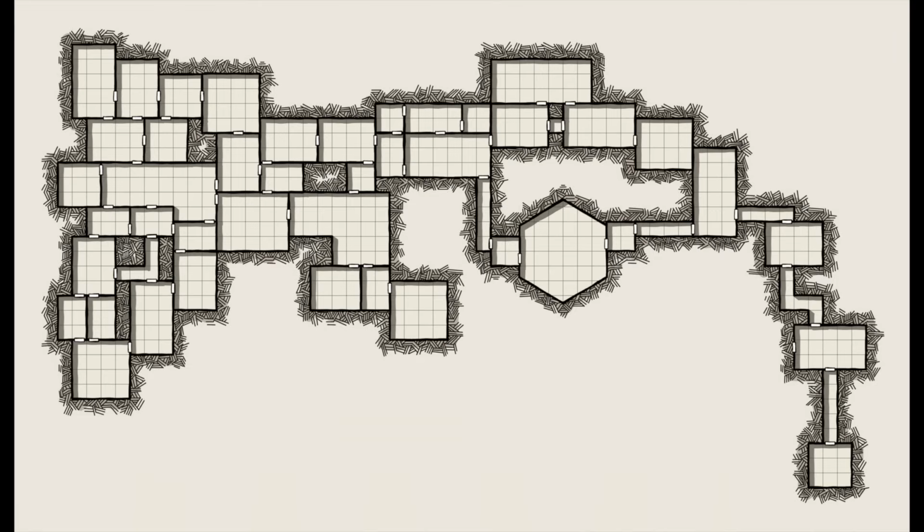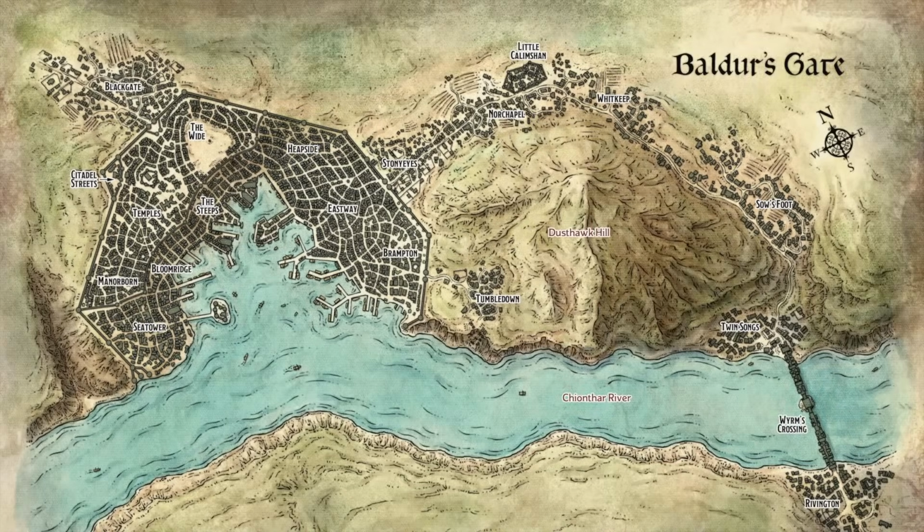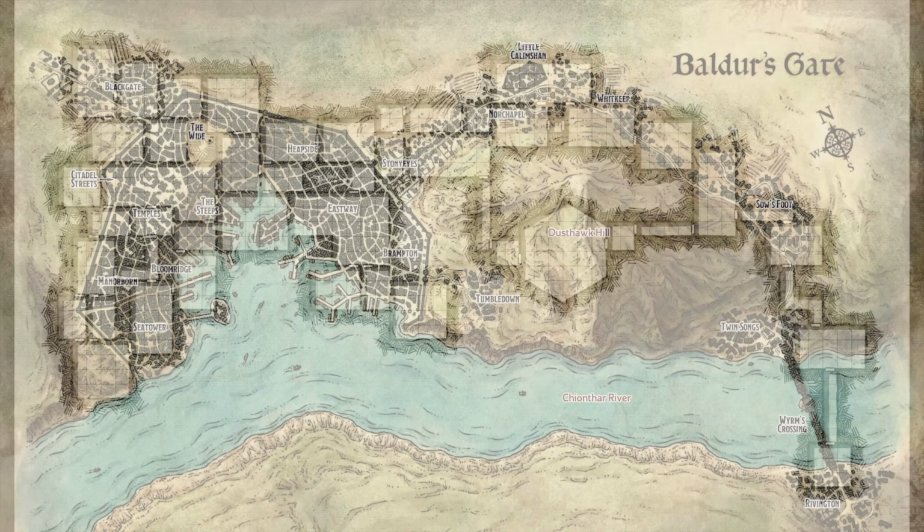For example, here's a dungeon that I quickly threw together to illustrate my point. The shape of this dungeon is kind of unique, but the reason I shaped it this way is so you can see how it translates into something other than a dungeon. So let's take a look at a Baldur's Gate map. And you can see this dungeon translates to the same pattern as the city of Baldur's Gate.